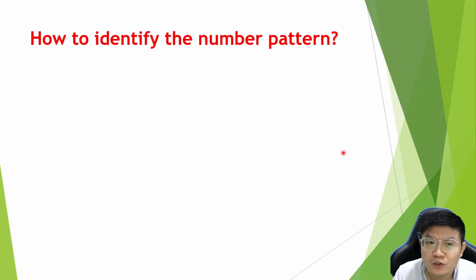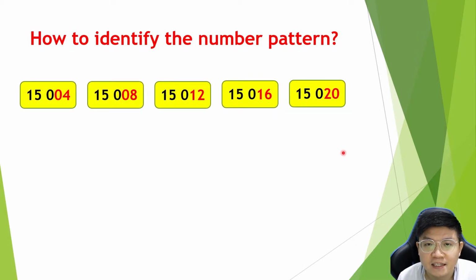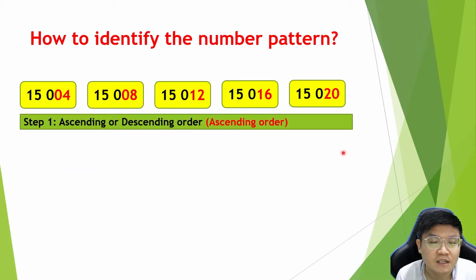Okay, how do you identify the number pattern? For example, in this given number series here. So step number 1, you need to check whether it is ascending or descending order. If you look at the series of numbers, you can find out it's actually ascending. It's actually getting bigger. So step number 1, we already identified it is ascending order.